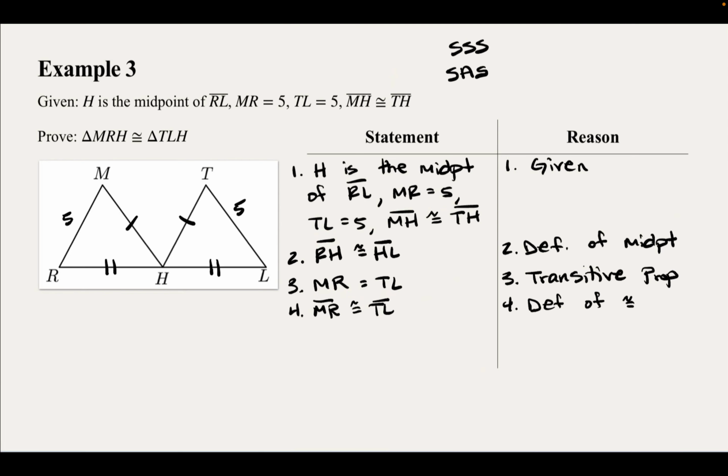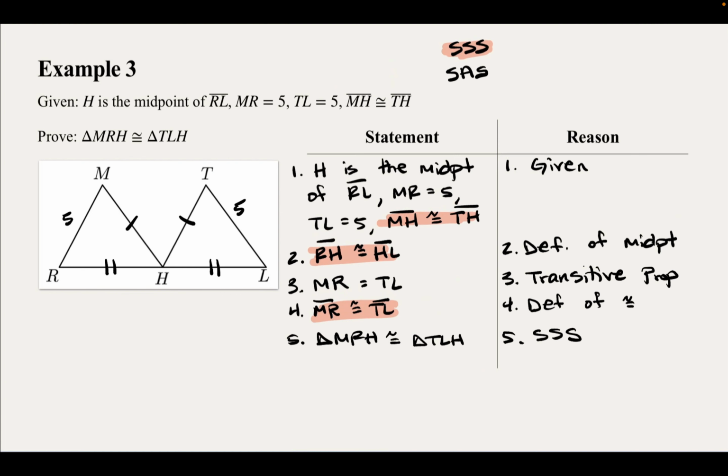Okay, let's see. I have MH is congruent to TH. I have RH is congruent to HL. I have MR is congruent to TL. So I have three sides that are congruent, which means I'm going to use SSS to prove that the triangles are congruent. Triangle MRH is congruent to triangle TLH. And that is by SSS.